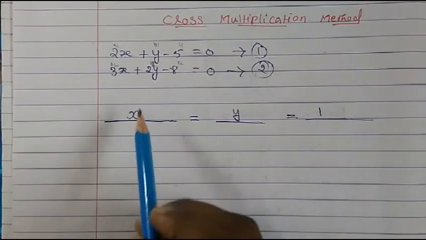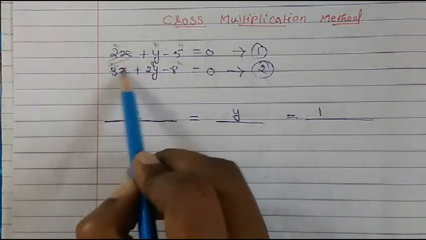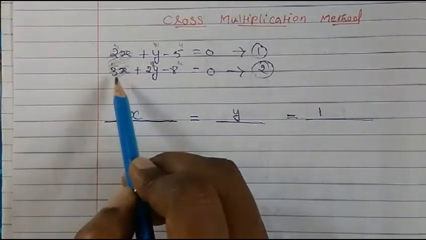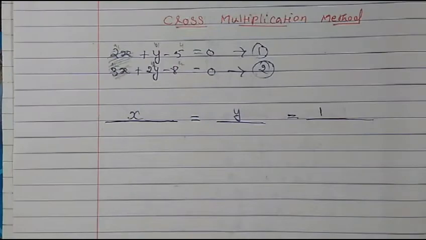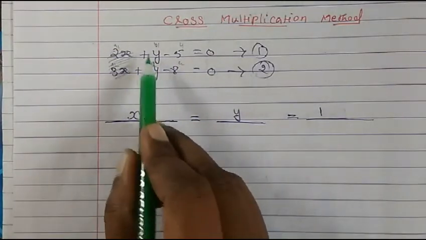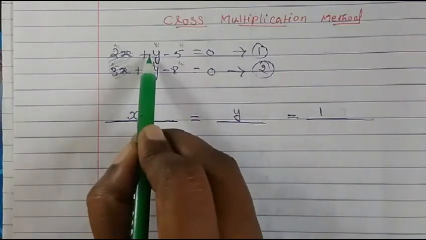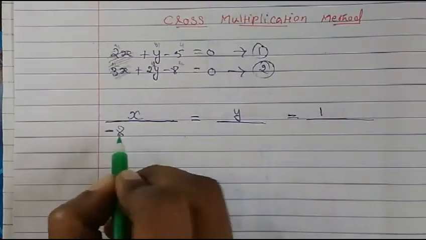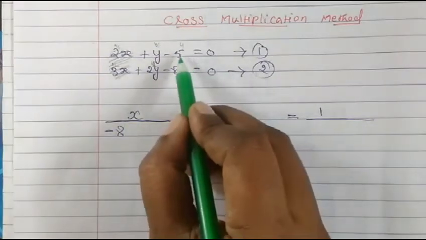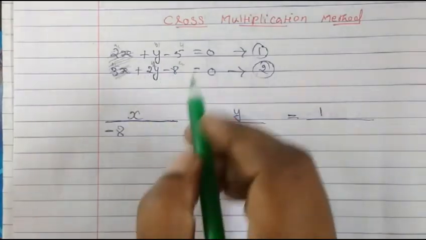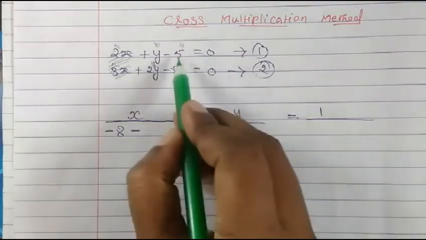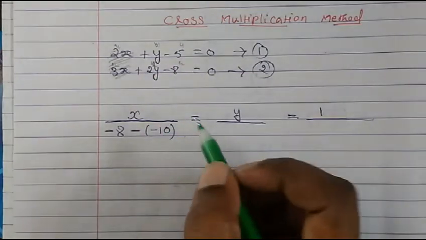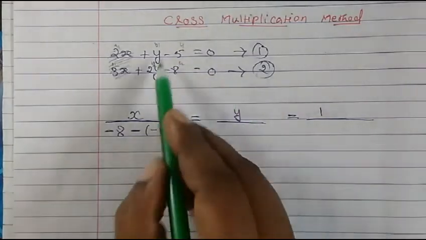When we write under x, you have to hide the x part. Either with your hand or with an object, please hide this, and then write down the cross multiplication of the coefficients of these two. Here the coefficient is 1, and here you have minus 8. So 1 into minus 8 will give us minus 8. Next this side, this is minus 5 into 2. By the way, here you have to put the minus sign, and minus 5 into 2 will give us minus 10.